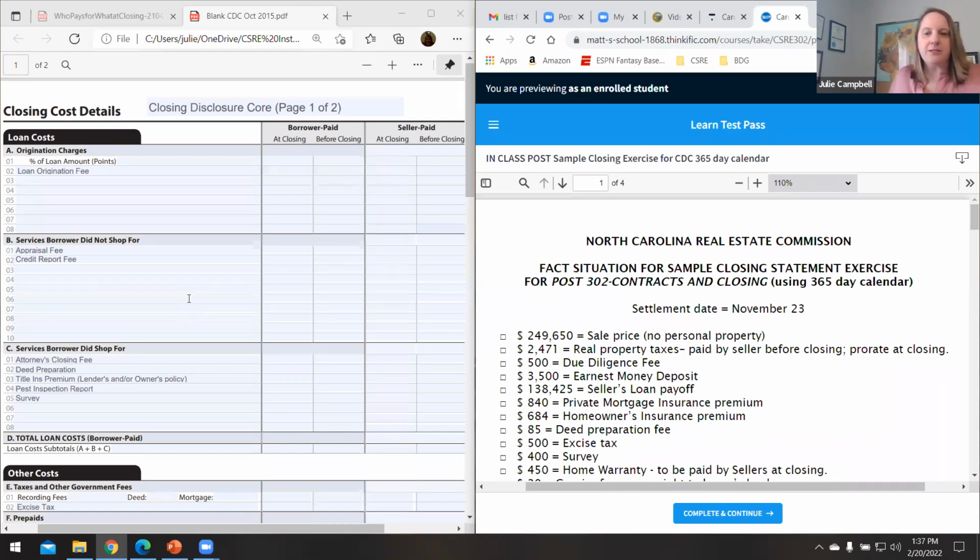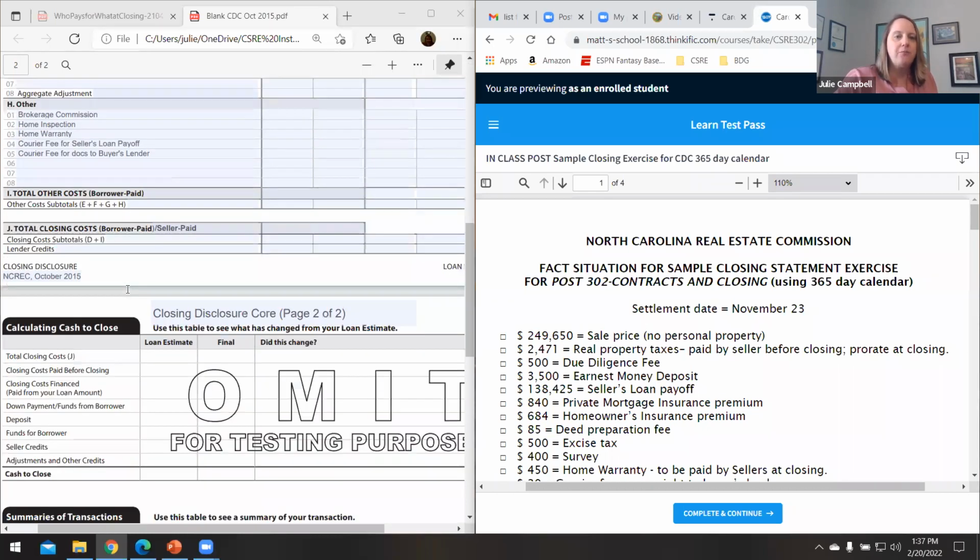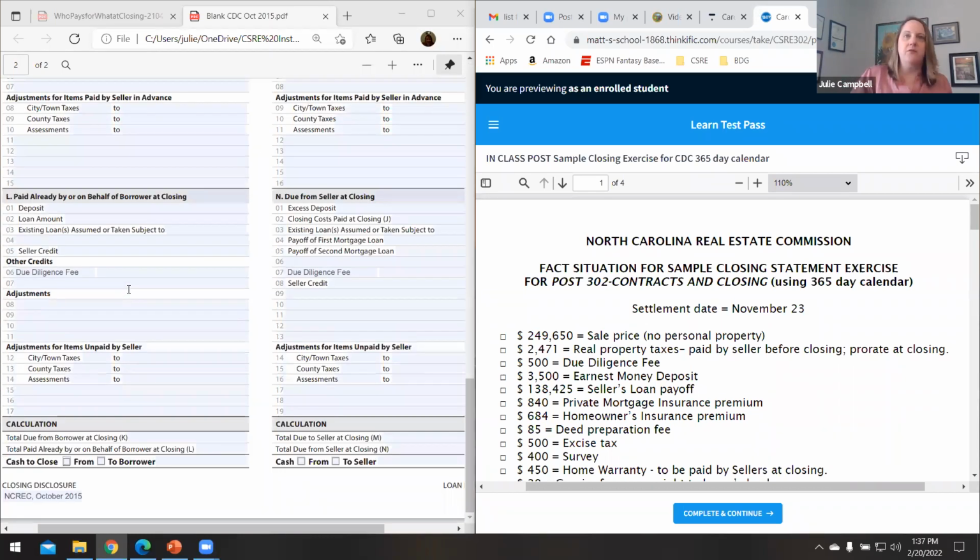So we're going to go through these line by line. Again, for our purposes, I'm not going to do a separate CD for a buyer and a separate CD for a seller. So for our purposes, we're going to break RESPA and put both buyer and seller on the same CD. You're probably going to want to do the same thing for your exam too, just for simplicity.